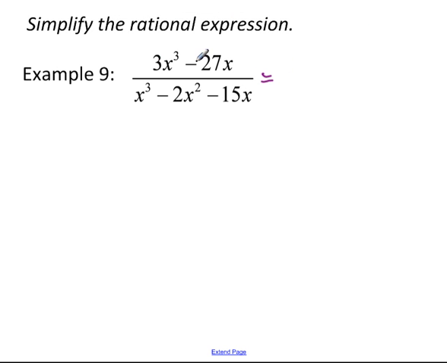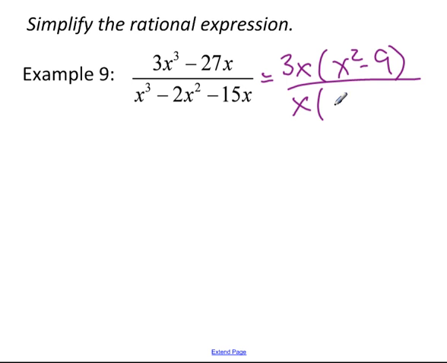Alright, top. Anything in common up here? What do they got going on? Well, they both got a 3 in common, and they both have an x, so I'm going to put that there. It's going to leave me with x squared minus 9. Bottom here, definitely everybody's got an x, so that's going to be x squared minus 2x minus 15.